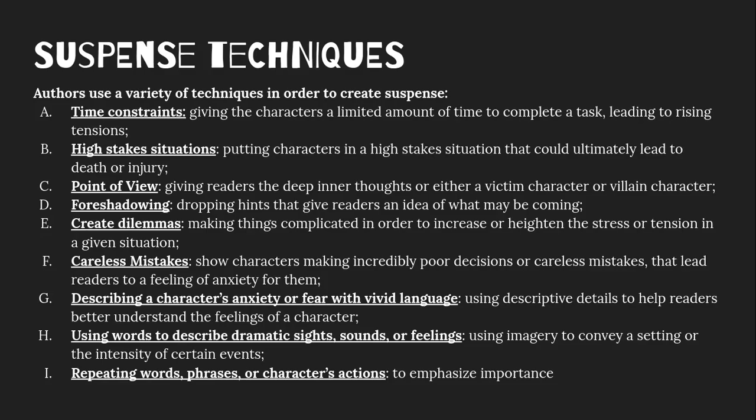F is careless mistakes. I did talk about that when it came to the video clip. This is where a character makes really poor decisions or careless mistakes that lead us to feeling a little bit anxious for them. G is describing a character's anxiety or fear with vivid language. This is where authors use descriptive details to help us understand just how scared or anxious a character may be feeling. If we know how scared or anxious a character is, then we're able to connect to that, and that really engages us, makes us interested in what's going to happen with them.